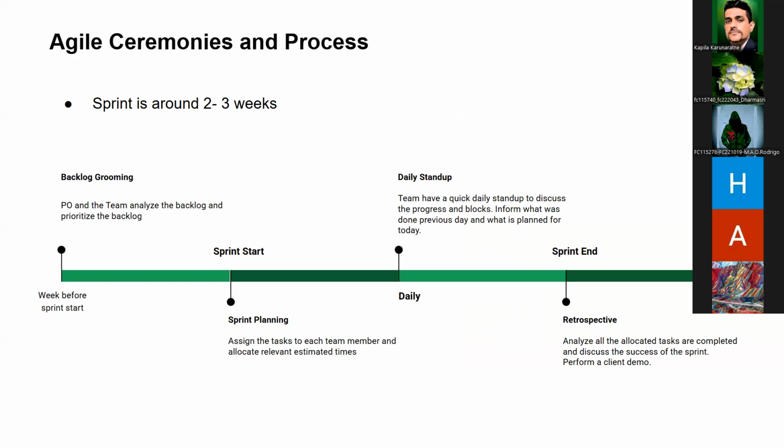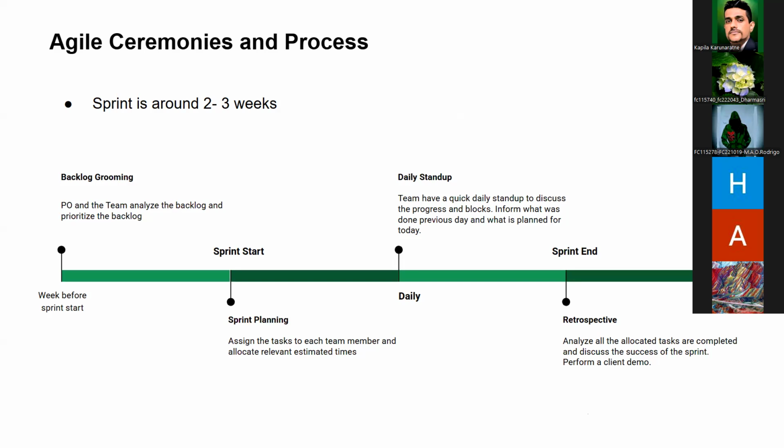Sprint. Basically we will do a 2 to 3 week sprint, sometimes 1 to 2 weeks, sometimes 3 to 4 weeks. It depends on the organization. The very first activity before starting the sprint is backlog grooming. Backlog grooming means you need to analyze the requirements and prioritize them.